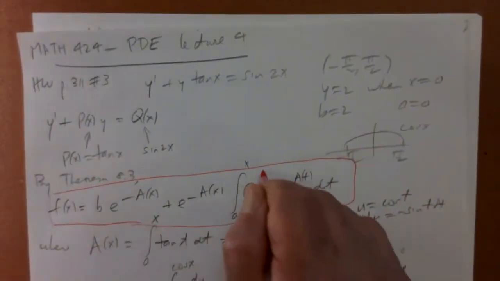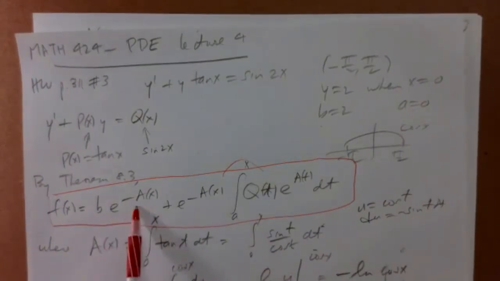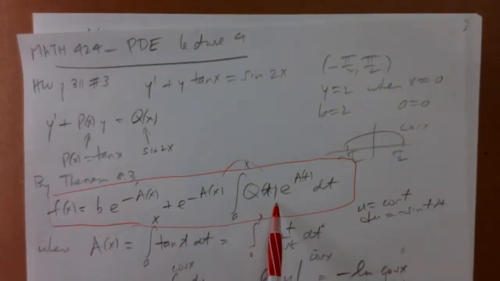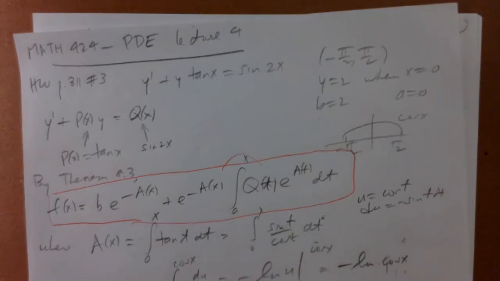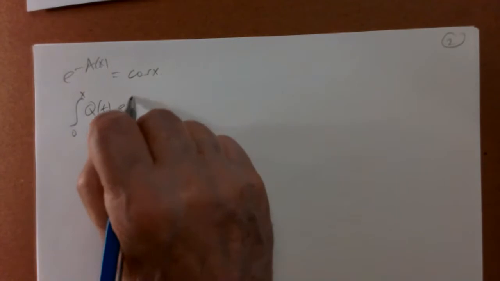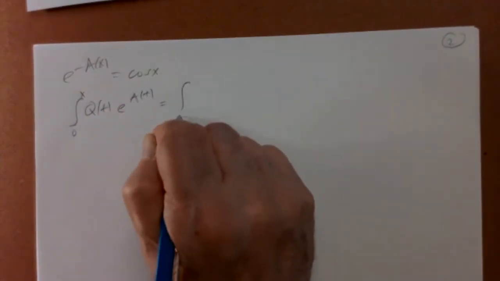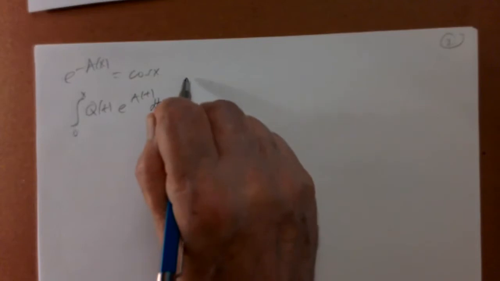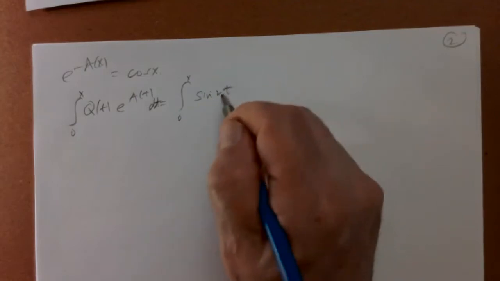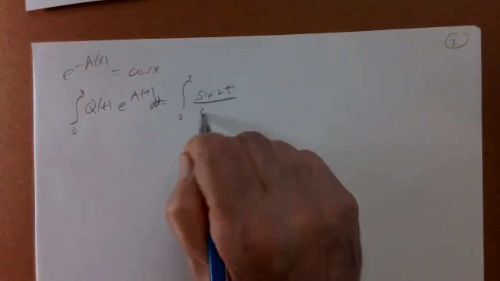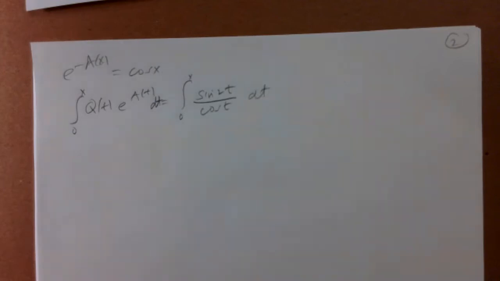This is what the solution looks like. So I found e to the minus a of x, but I need to compute this integral, the integral of q of t e to the a of t dt, from 0 to x. What is q of t? Q of t is the right-hand side, sine of 2t. What is e to the a of t? 1 over cosine t dt.